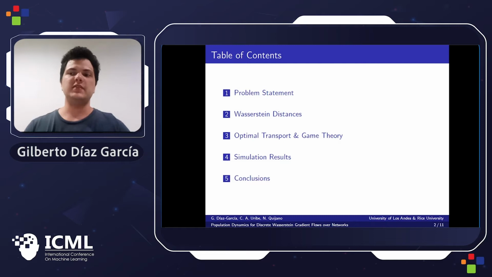This presentation will start with a statement of the problem that we try to solve and our concerns about current solutions. Then I will show our approach to tackle this problem. For this, we use two important concepts: Wasserstein distances over graphs and a relation between optimal transport and game theory. Also, we present numerical simulations to illustrate our proposed algorithm. And finally, some concluding statements.